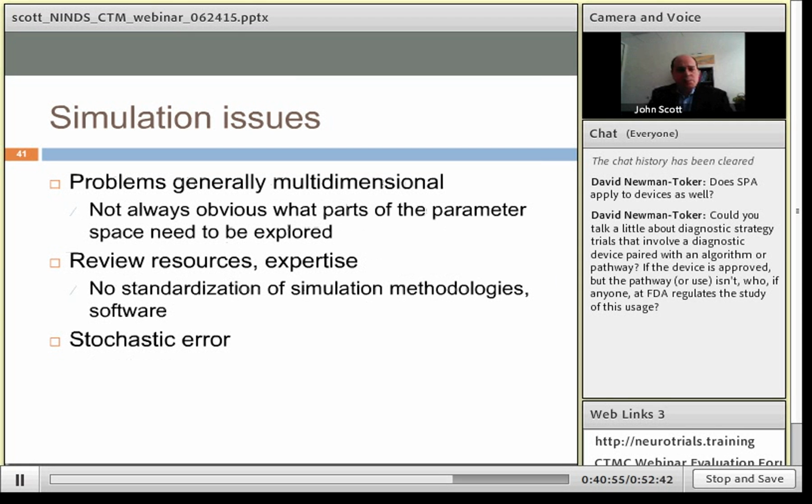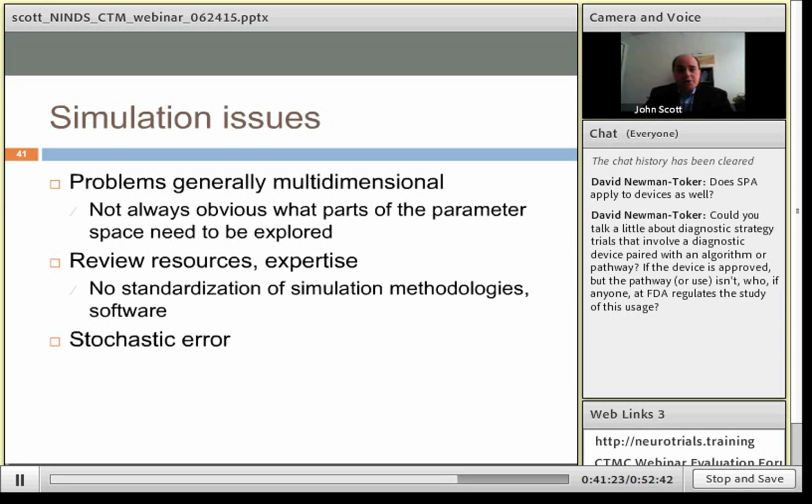Some issues with simulations in this area is that if it's an interesting enough problem to have an adaptive design for, then typically the type 1 error simulations will be multidimensional and complicated, and it's not always clear what parts of the parameter space need to be explored. Even for the null hypothesis, there can be many different potentially interesting parts of the null space.